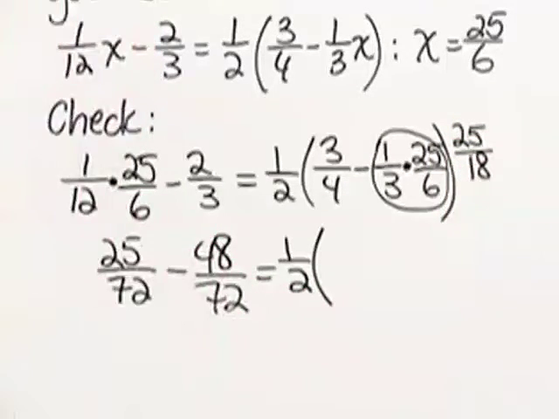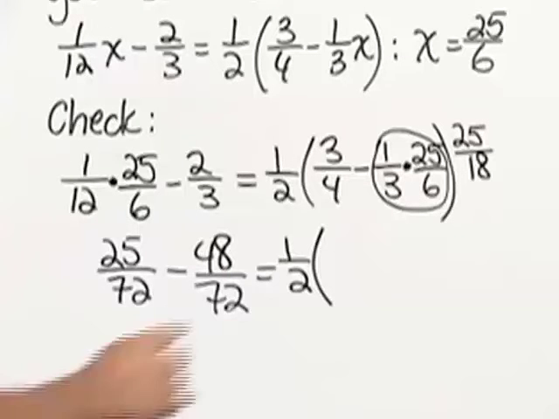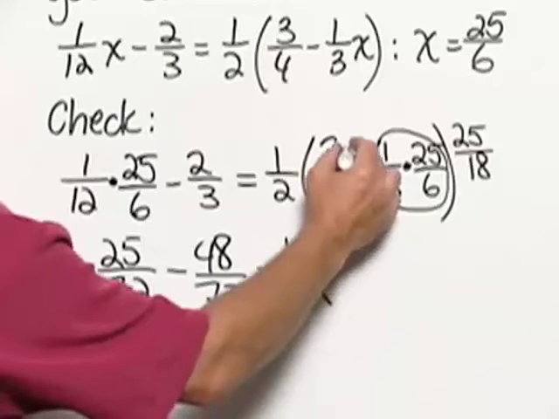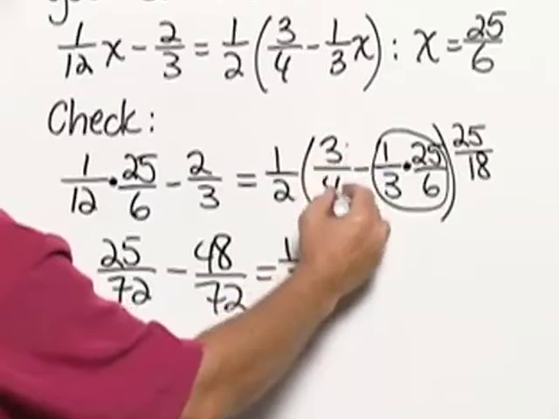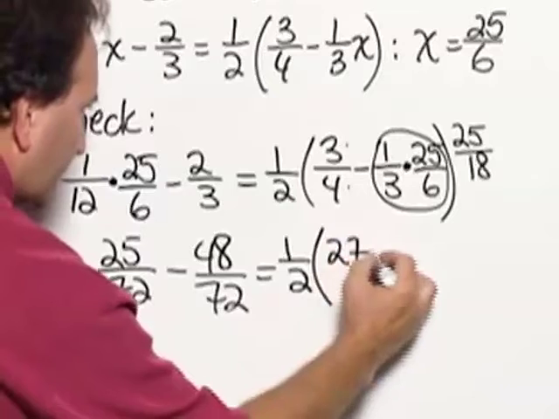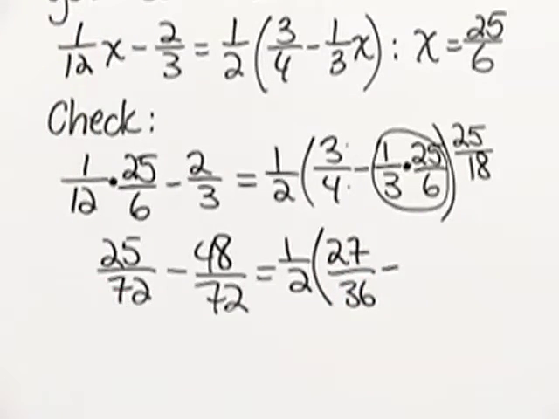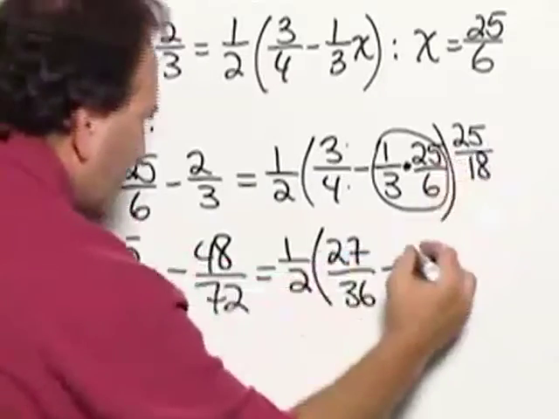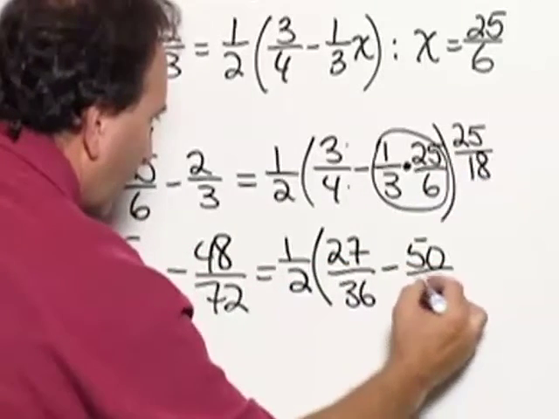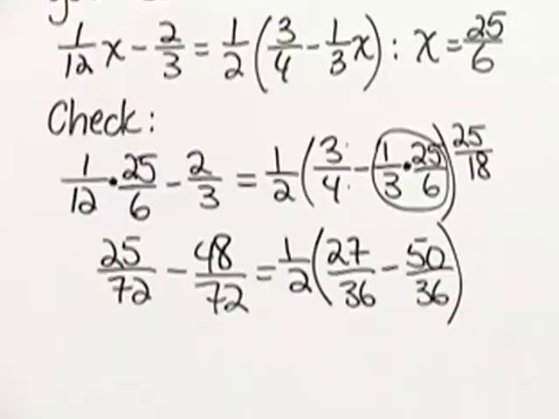25/18. To find the common denominator between 4 and 18, it would be 36. That is, 18 goes into 36 twice, 4 goes into 36 9 times. So here we would have to multiply by 9 and 9. So in other words, 27 over 36 minus, we multiply by 2, so it's 50 over 36.